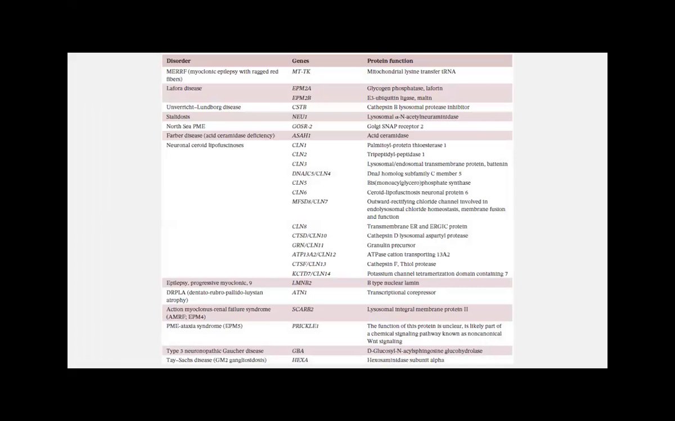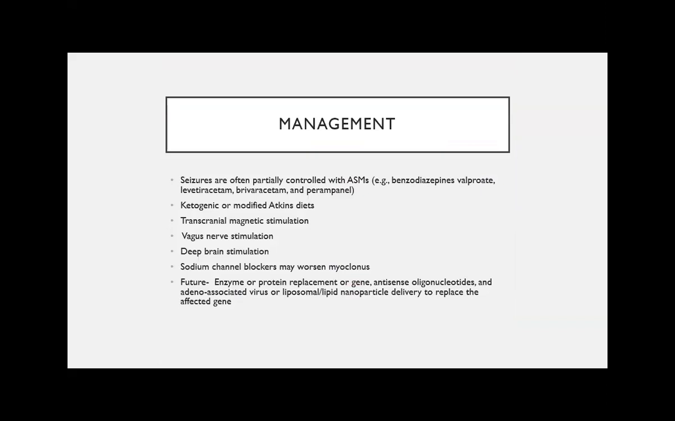So these are the PME syndromes: myoclonic epilepsy with ragged-red fibers, Lafora disease where there is involvement of EPM2A or 2B, Unverricht-Lundborg disease, cystatin B, sialidosis, North Sea PME, Farber's disease, NCL, then progressive myoclonic epilepsy 9, DRPLA, PME ataxic syndromes. Others like type 3 neuronopathic Gaucher's and Tay-Sachs also come under PME syndromes.